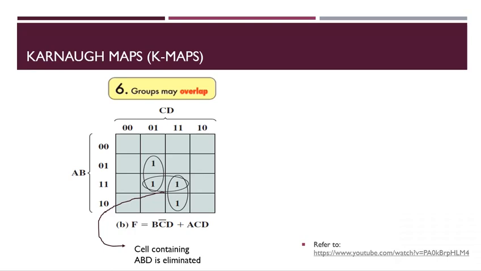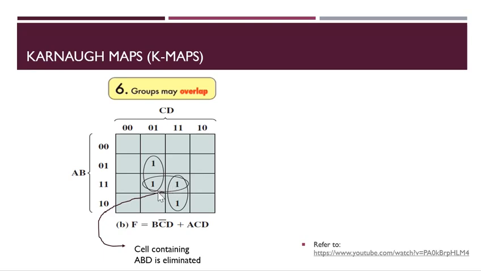Rule number 6 is that groups may overlap. If you see the example here, this is 16 cells with 4 variables, and these are the mappings. 1, 1, 1, 1, right? And these are the groupings, which follow all the rules that we learned before. However, for this group, we have one group here, one group horizontal, and another group vertical. So this horizontal group is overlapping with these two vertical groups.